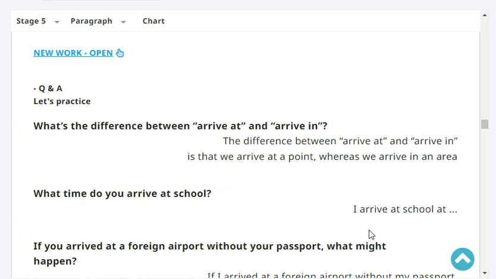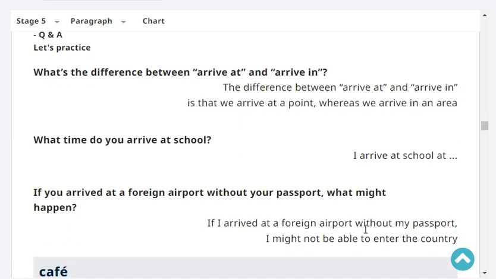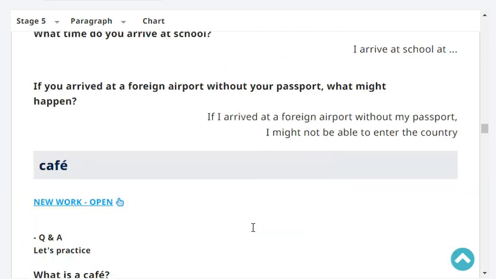The difference between arrive at and arrive in is that we arrive at a point, whereas we arrive in an area. Very good. What time do you arrive at school? I arrive at school at 4:30. 4:30 p.m., 4:30 or half past 4. Okay, very good.